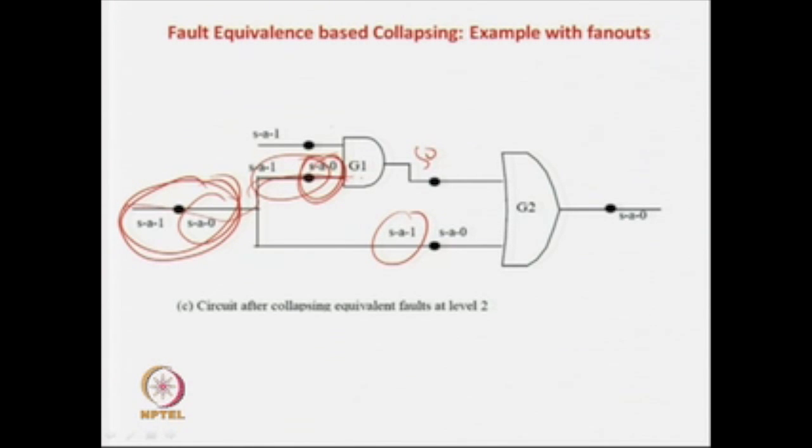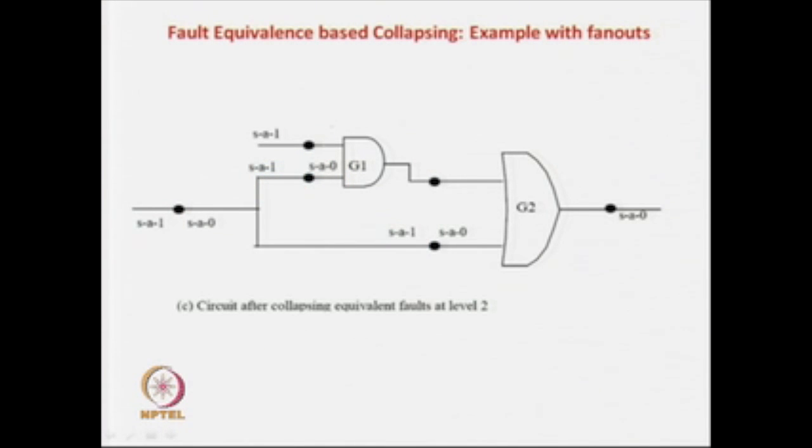So this is a very interesting thing to observe. If I merge this stuck at fault and this stuck at fault, there is an effect which gets changed. If there is a stuck at 0 fault here, then this line is affected as well as this line is affected. But if there is only a stuck at 0 fault here, then only this line is affected. So there are two effects, and we require two test patterns for this.